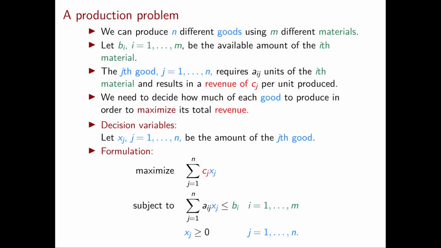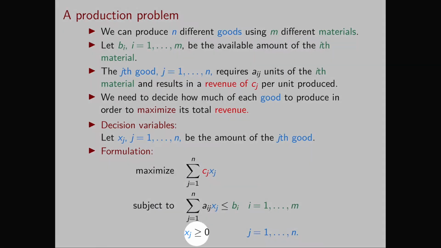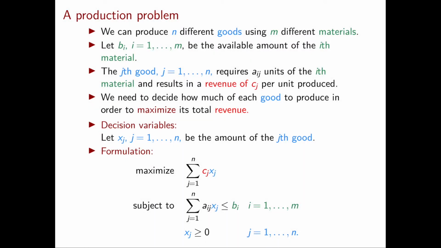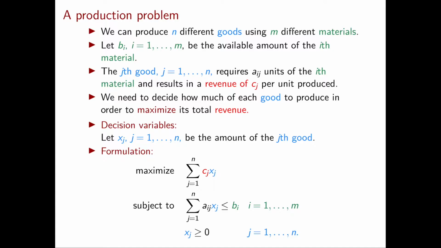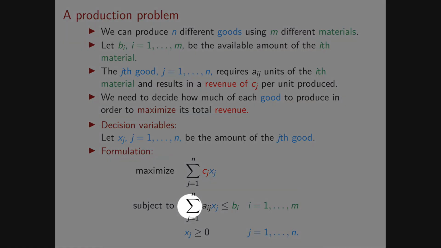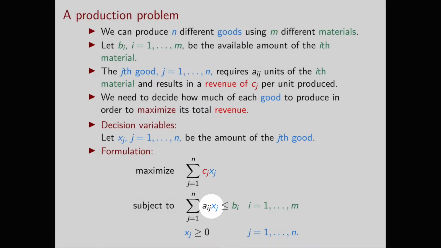Then what are our constraints? Well, first, we know that we can produce only non-negative quantities, so we have x_j greater than or equal to 0 for every j, and the only remaining constraints regard the available amount of the materials. In fact, for every material, we cannot use more than b_i units of such a material. So, how many units of material i are used in our production? Well, this is the sum of how much of this material is used to produce each good. So we sum over all the goods, and each good requires exactly a_ij times x_j units of this material.